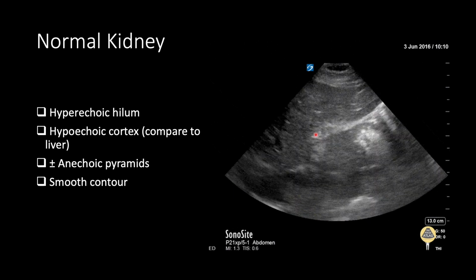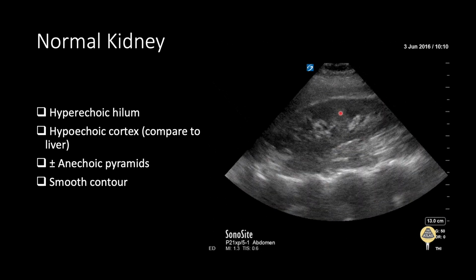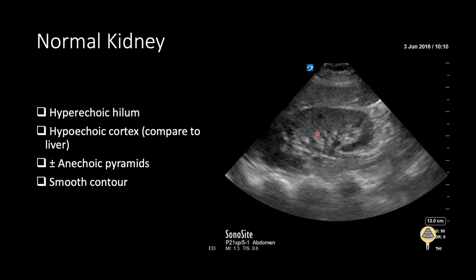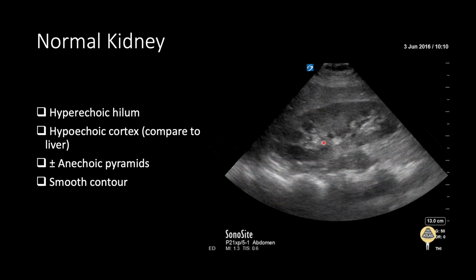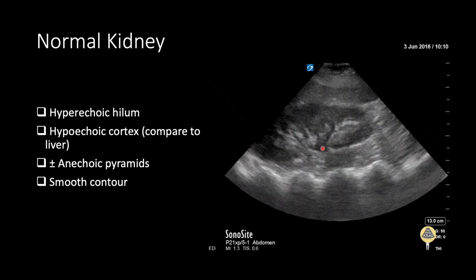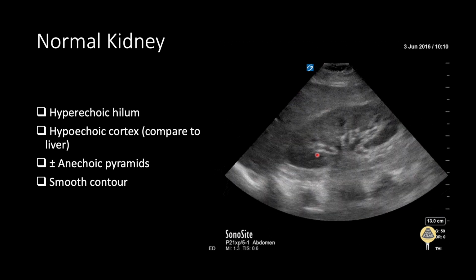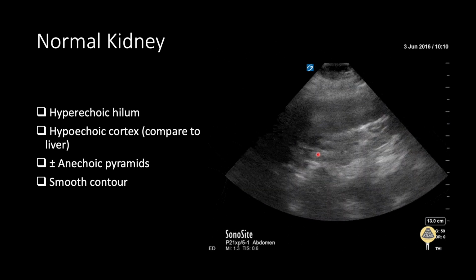And so generally we're going to go from hypoechoic to anechoic pyramids, and then those will drain into this fibrous and nerve and vascular structure with lots of fat, which makes the hilum look hyperechoic.